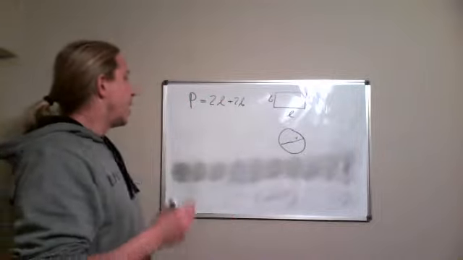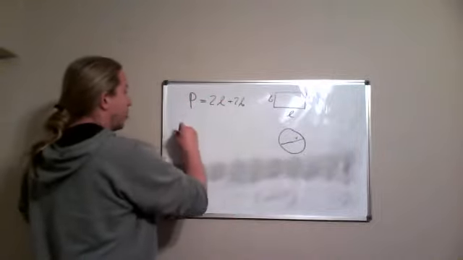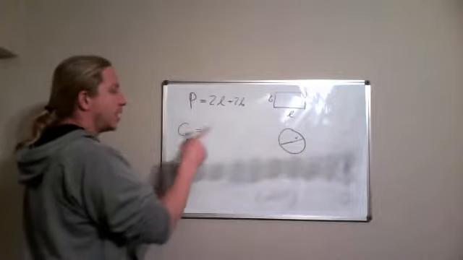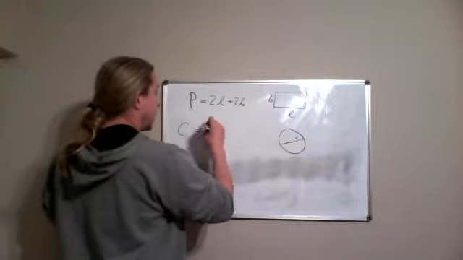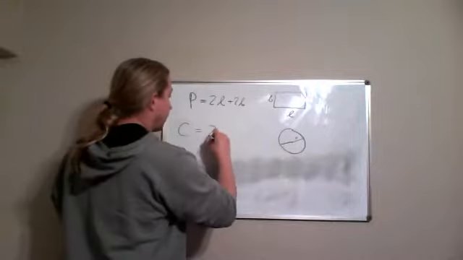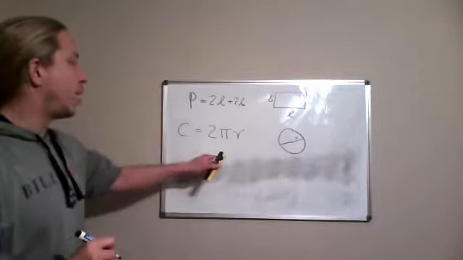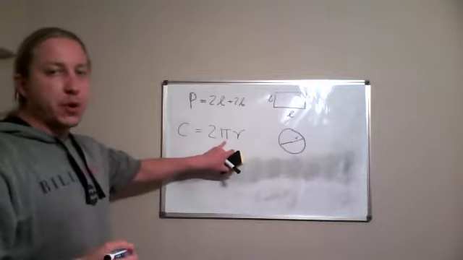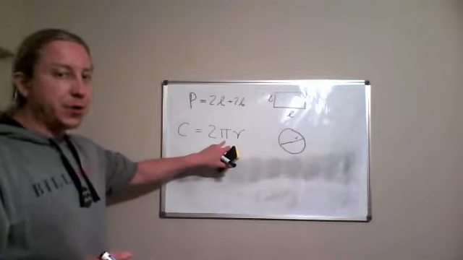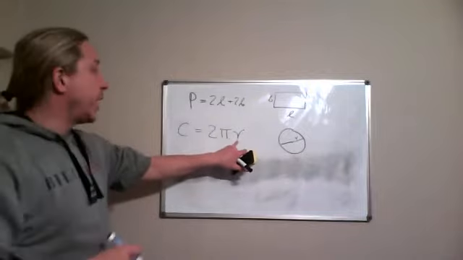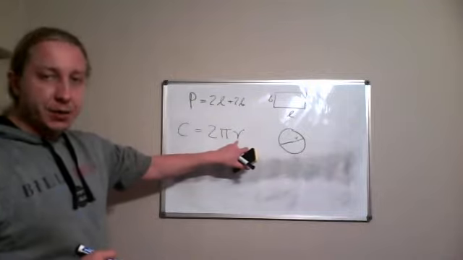Now what is our perimeter or circumference? Let's call it C for circumference. So our circumference is 2 pi r. That's the formula, 2 pi r. Pi is 3.14, or you have a button on your calculator, and r is the radius of the circle.